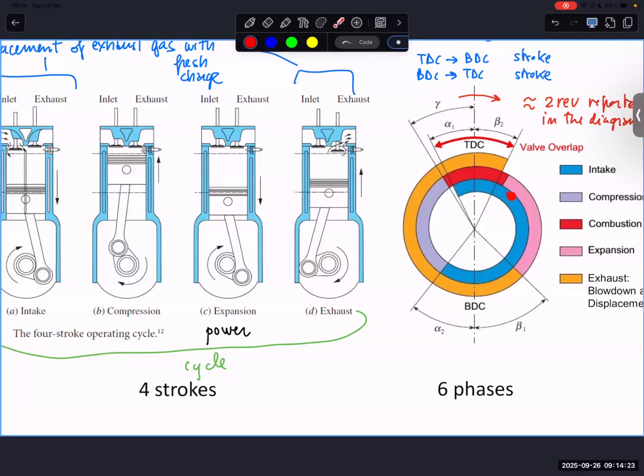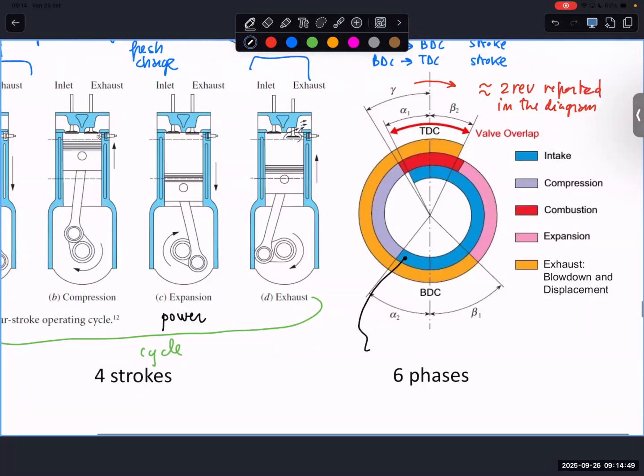This is why the blue half circle actually is more than half. So the phase is longer than the corresponding stroke. The stroke is just half a revolution. You can check that the phase is longer than the stroke. I will write just for this one, but you can consider for all the other similar discussions. So you can say: intake phase longer than corresponding stroke. Is this clear?